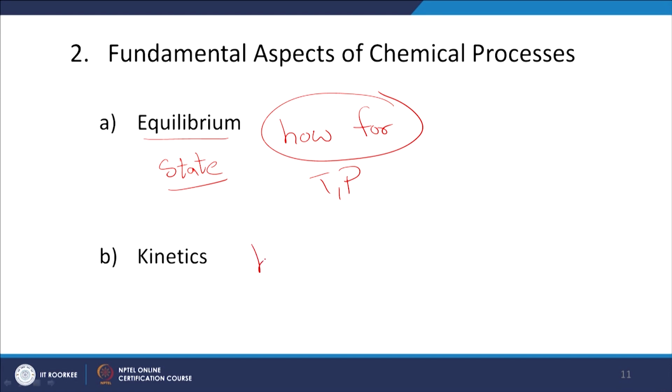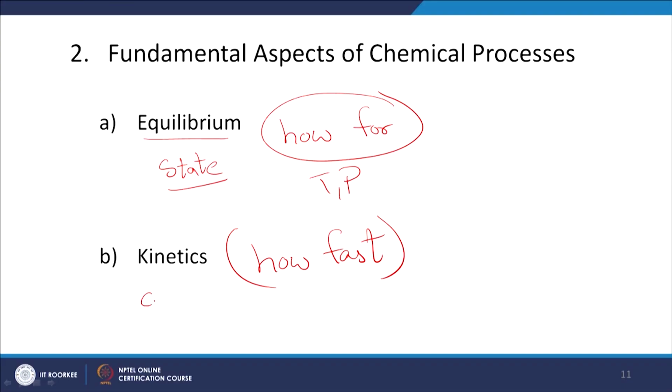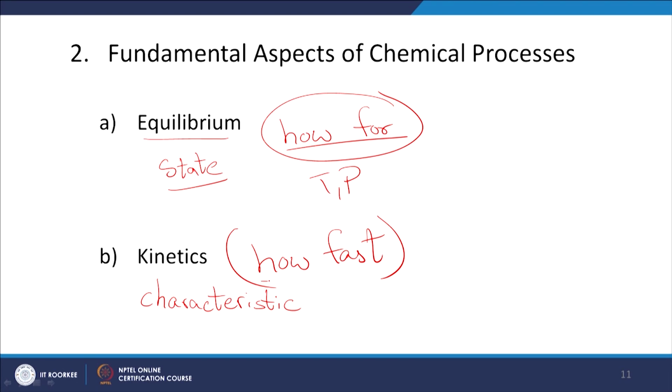And what does that tell us? That gives us information about how fast the system is. Again, layman's terms, but I am trying to help your understanding rather than have you mug up definitions. And kinetics, what is that? It is not a state, obviously, it is a characteristic. It is a characteristic of the system that tells you how fast, or the rate of change of your chemical process. So equilibrium tells us how far the system can go, and kinetics will tell you how fast the system can go.